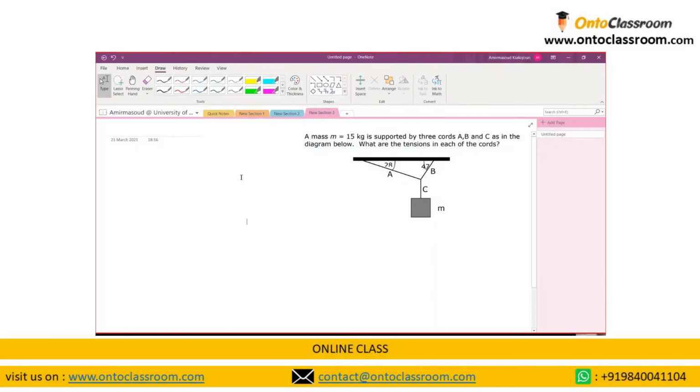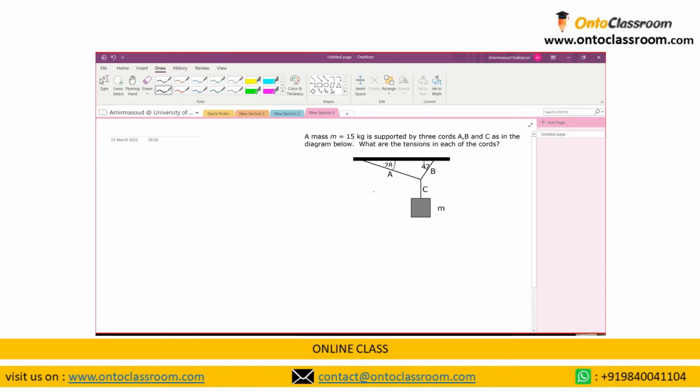So this is a problem. As you see, there is a mass of 15 kilogram, and it is supported by three chords A, B, and C. And this problem wants us to calculate the force in each of these three chords.